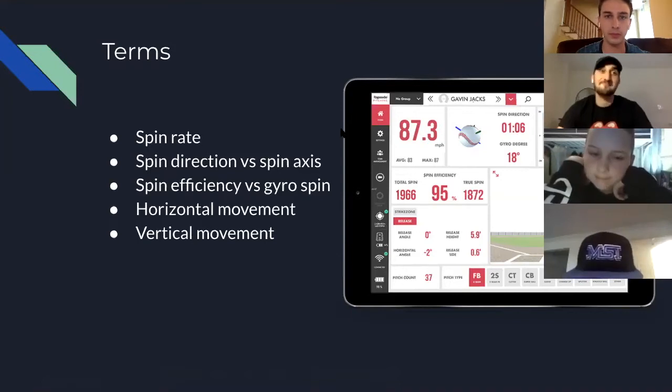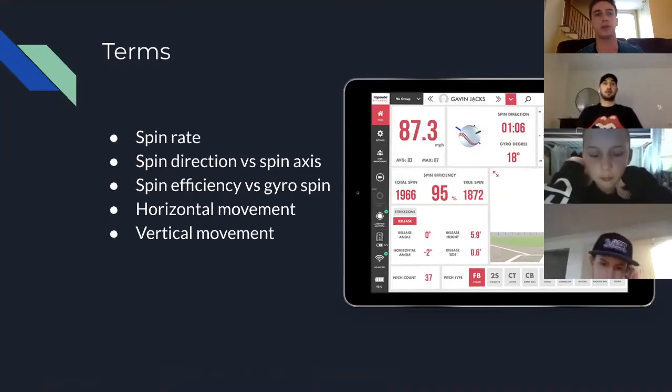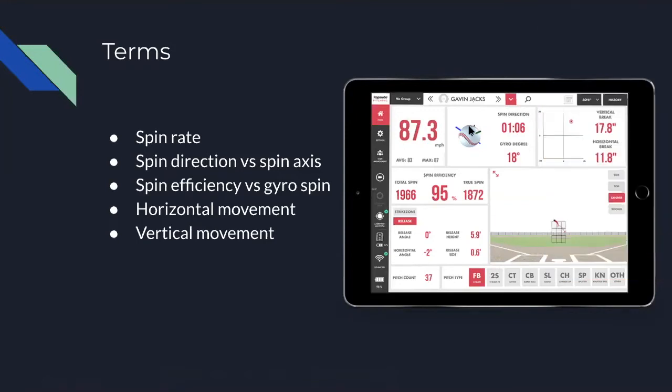So that is not to be confused with spin axis, which is what's perpendicular to the spin direction. So, little geometry lesson. Your direction will be just what the Rapsodo is picking up, and the spin axis itself is what's perpendicular to that. Okay.